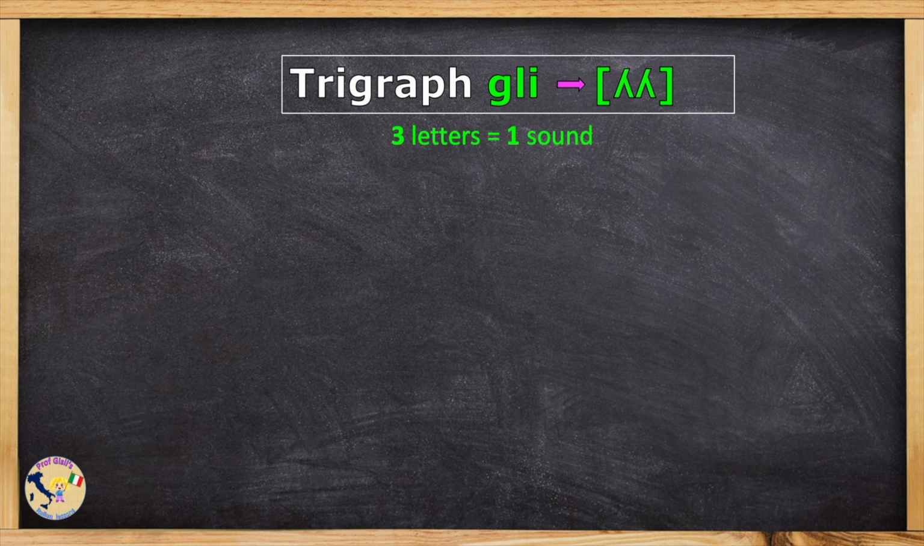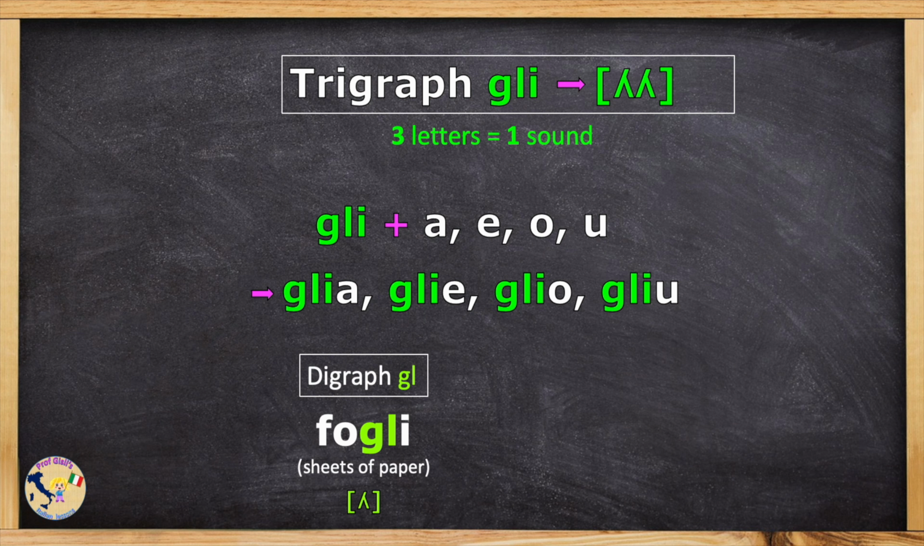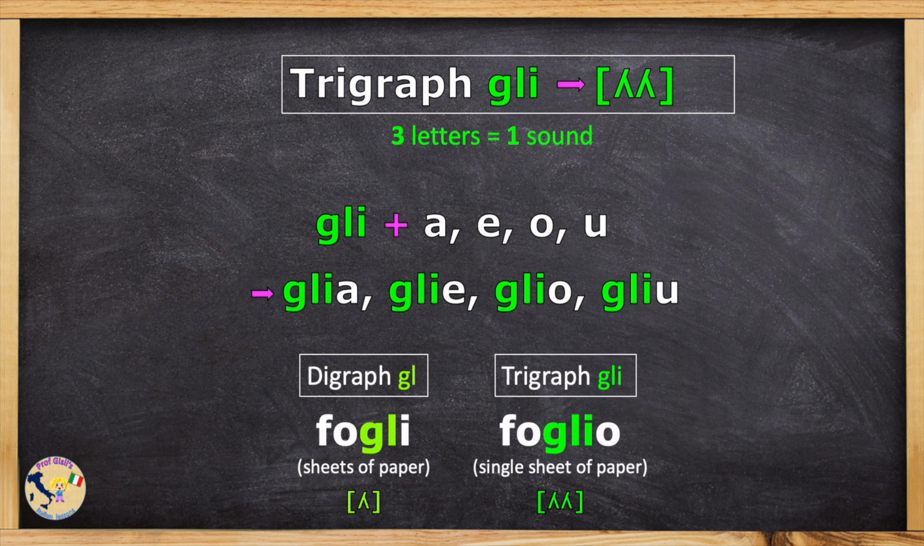Trigraph GLI is used before vowels A, E, O, U. The sounds resulting from these combinations are ya, ye, yo, yu. The difference between digraph GLI and trigraph GLI is subtle, the only distinctive trait being the length of the sound. So, for instance, in the word fogli, the L sound is less strong than in the word foglio, where we use the trigraph. So once again, fogli, foglio.